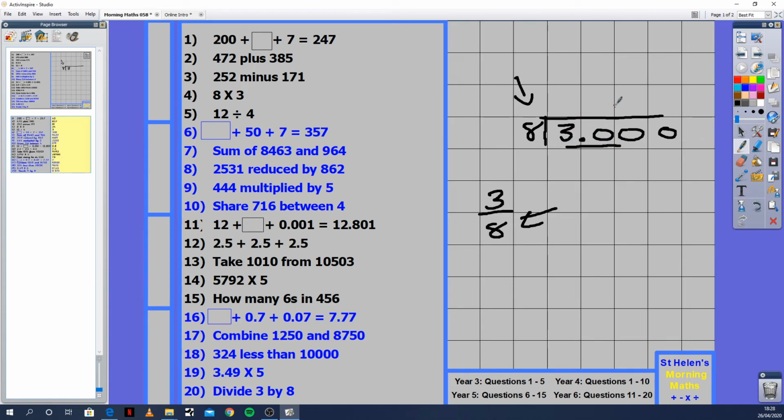8, 16, 24. 32 is going to be too much, so it's going to be 3. 8, 16, 24. 24 to 30 is 6. So my leftover amount is 6, which becomes 60. Here we go again. So 8 times 5 is 40. 8 times 6 is 48. Okay, 8 times 7 is 56. My class, we try and get 8 times 7 right. So 8 times 7 is 56.